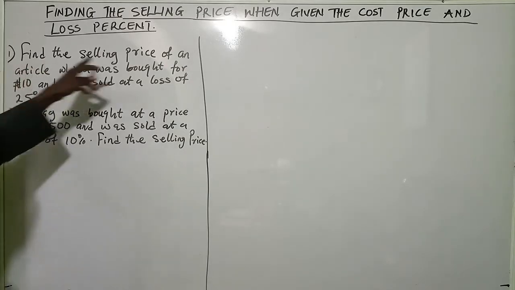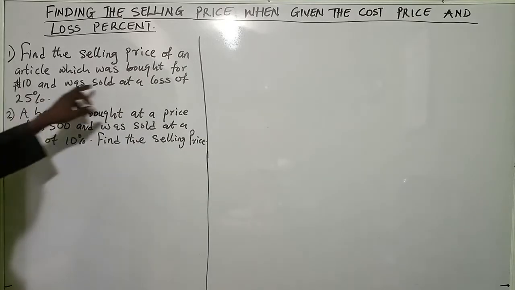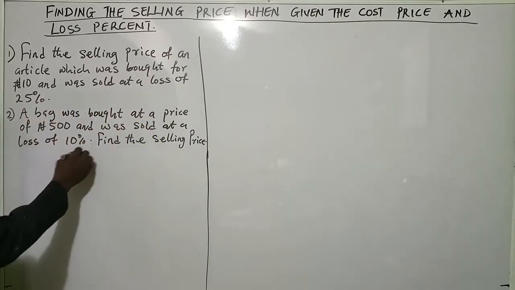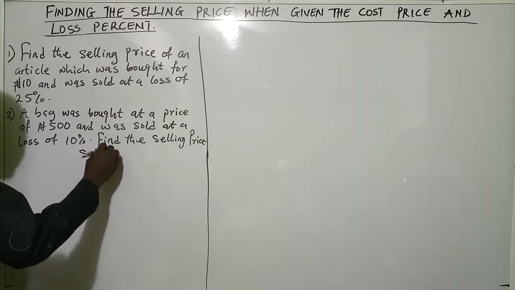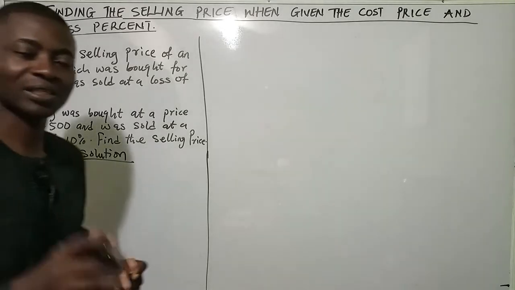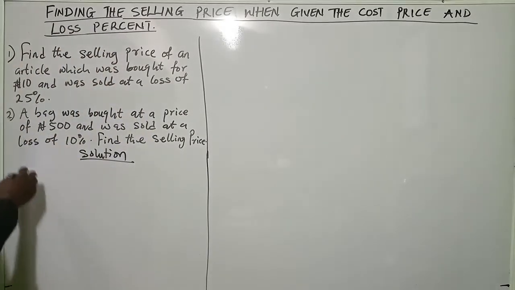Now, the first one says: find the selling price of an article which was bought for 10 naira and was sold at a loss of 25%. Again, remember, whenever you are solving a question in mathematics that requires a formula, always write out the formula first. It's very, very important.